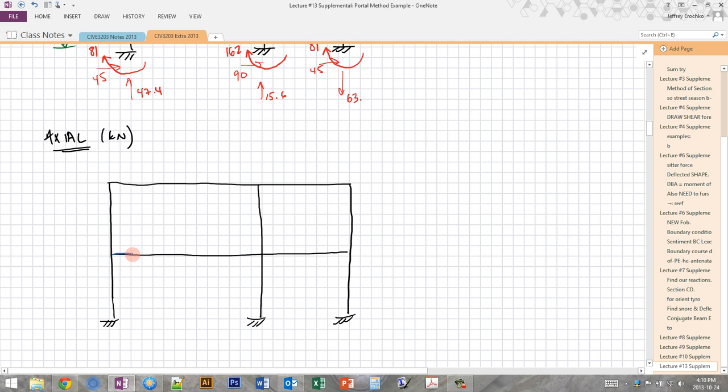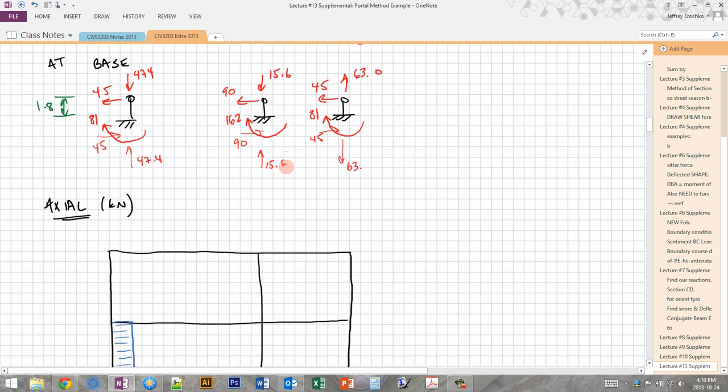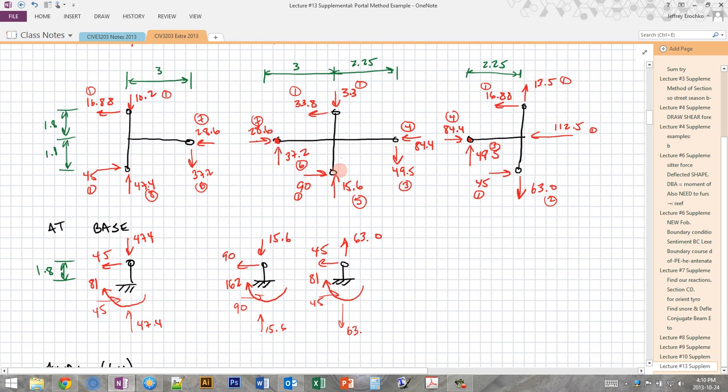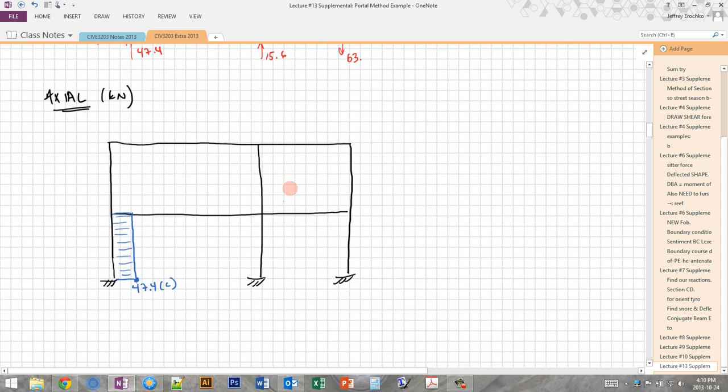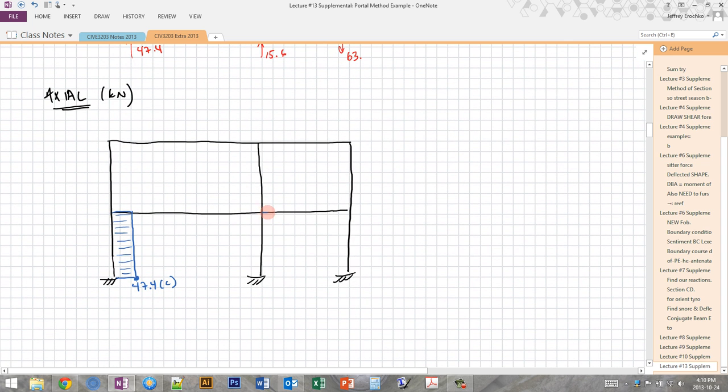I'm going to draw that on my diagram. Okay, and then sometimes I'll draw some arrows, some lines, just to show which column it's attached to, and this is 47.4, and I'm going to put a little C just to be clear that that's in compression. Well, what about this column here? Well, this column has 15.6 in compression. Same above, right? 15.6 in compression. So here I'm going to draw 15.6, which is certainly smaller than the 47.4.